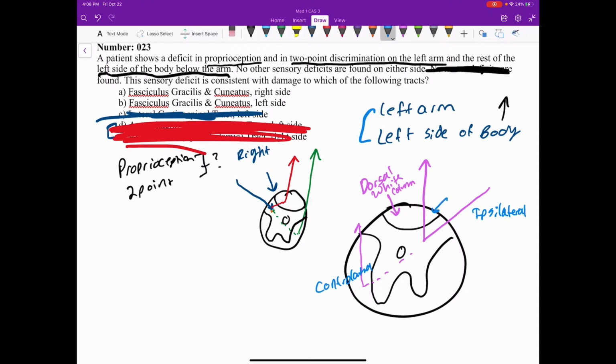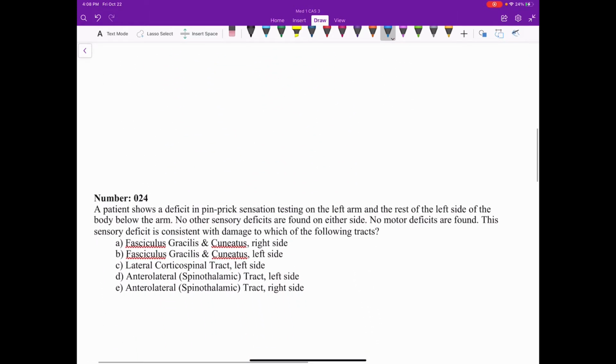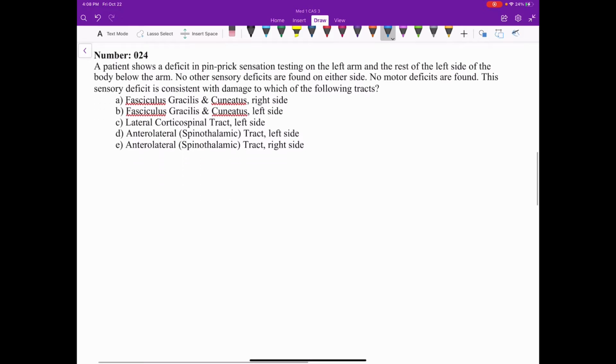So now we have to distinguish if it's the left or the right side. How are we going to distinguish this? Well, we know it's ipsilateral, so it's on the same side, and if it's coming from the left side of the body or the left arm, what's the answer going to be? Left fasciculus gracilis or cuneatus on the left side. What was gracilis used for? This is for the lower half, T6 and below. And what was cuneatus used for? The upper half, T5 and above. Okay, so B is going to be our answer: fasciculus gracilis and cuneatus on the left side. Now, I'm sorry that was annoying, but I just wanted to reiterate the fact.